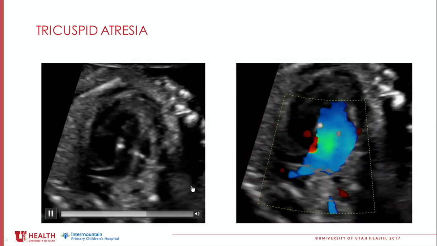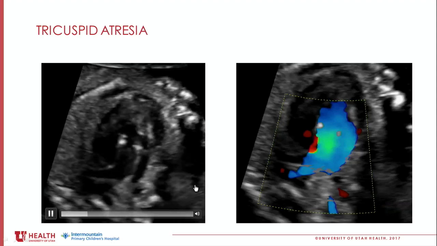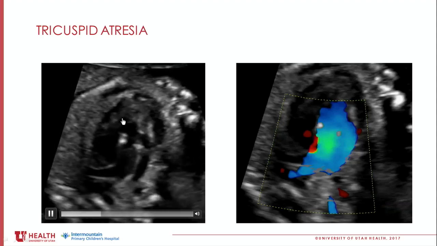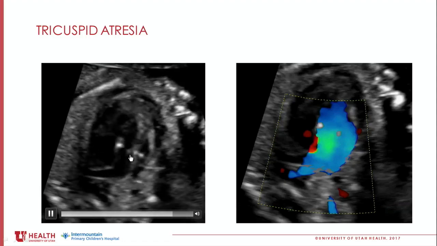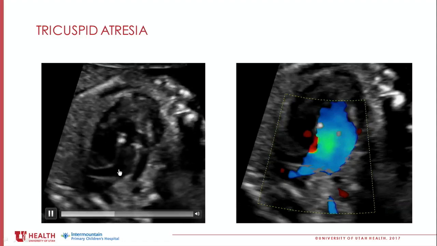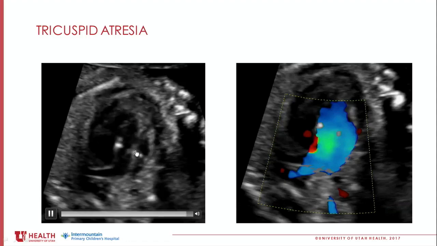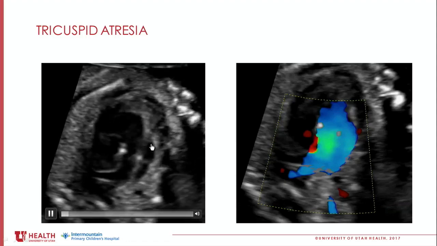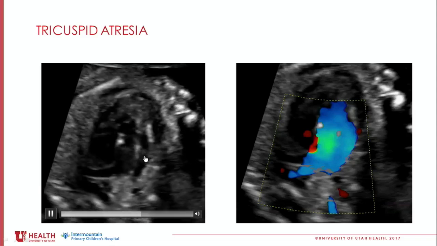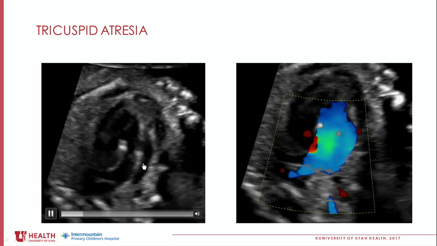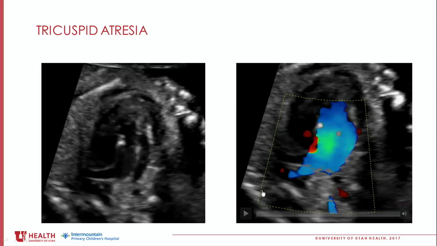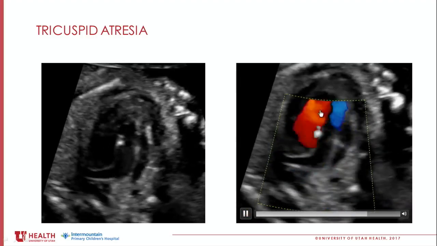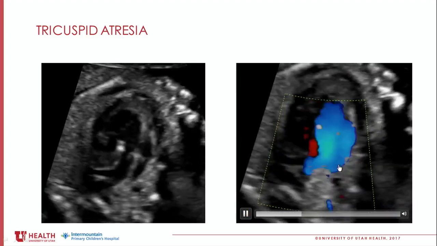Tipping up, so deciding whether you have normally related or transposed. Here's that left ventricle, that's good size. Here's that pulmonary artery in this case, because there's early branching here. There's actually a small VSD there, a really hypoplastic right ventricular chamber, and here's a small aortic valve, small ascending aorta. And that's the flow going through that VSD and up the aorta.